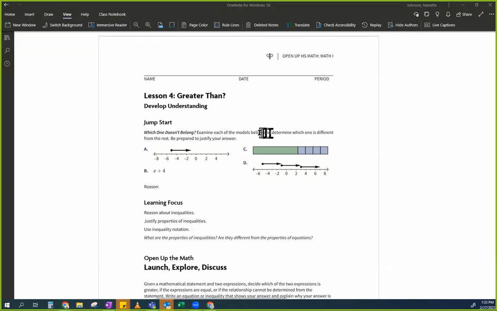Okay. So it says, for this one, which one doesn't belong. I'm going to skip over this one really quick. Just whenever I'm asking you to do which one doesn't belong, there's a lot of skill in this.